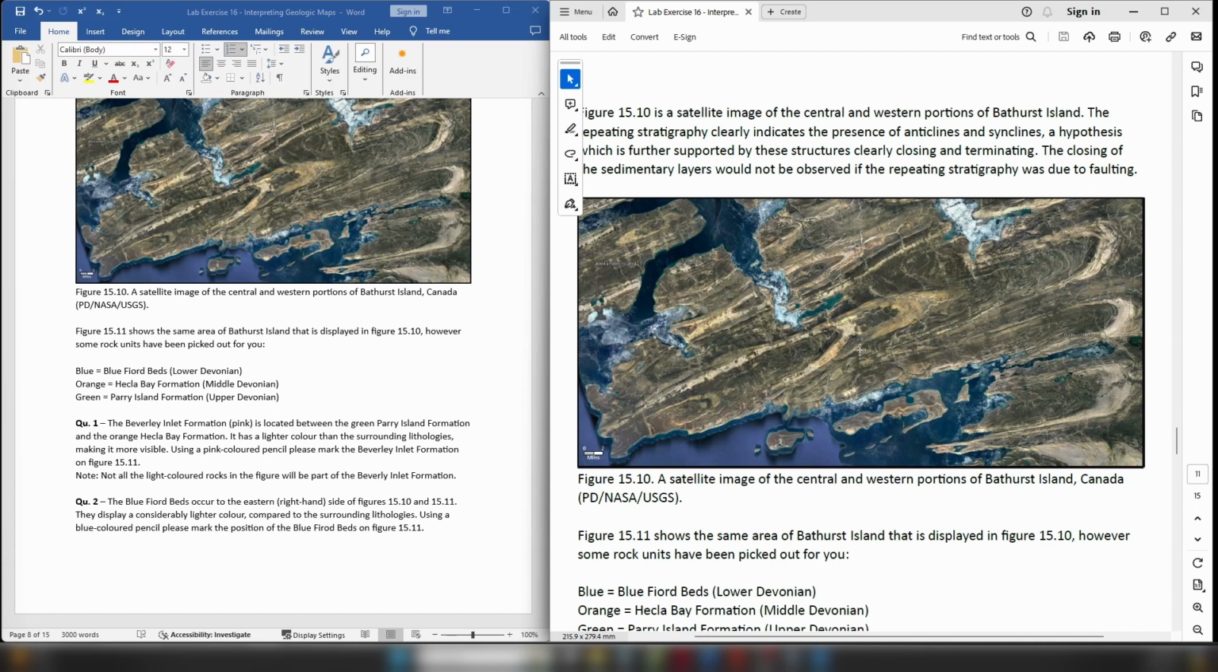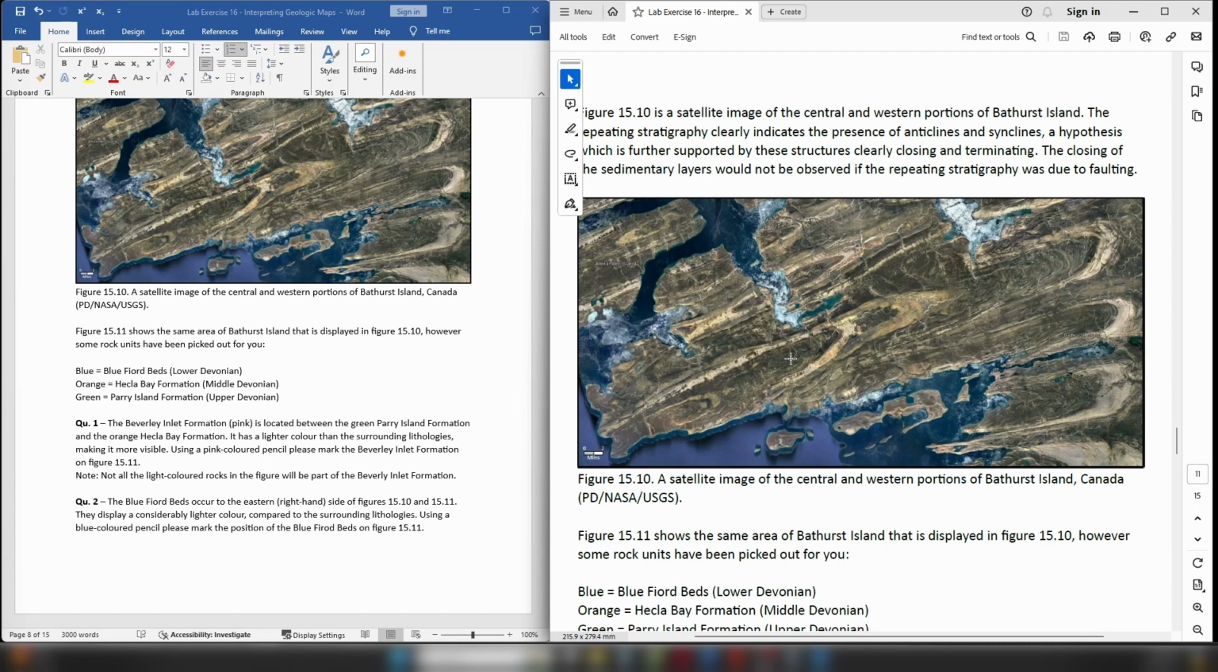You can also see we have another layer of rock here, and this one has a slightly different color. It's more of an orange-brown color right here, and this too is forming topographic highs, so it's obviously slightly more resistant to erosion than these rocks here.